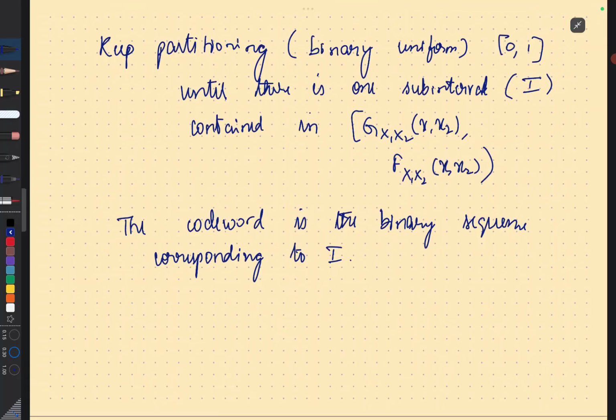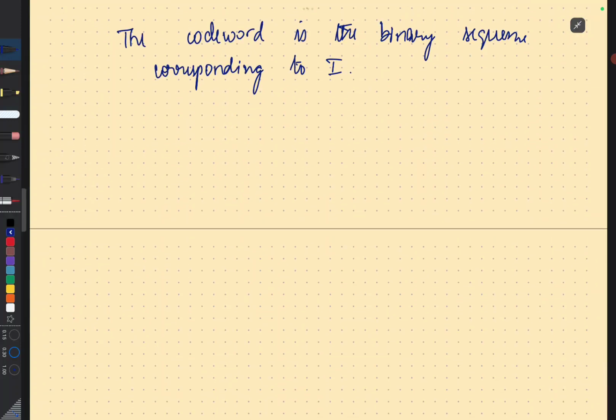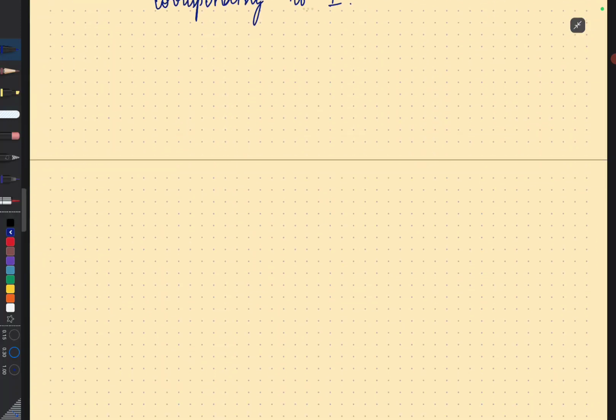You'll take the code word to be the binary sequence that corresponds to this particular interval that you get. Let's start with a very simple example. Say I have only one symbol to encode, and let's take the same probabilities 0.1, 0.3 and 0.6. I start with the interval from 0 to 1.